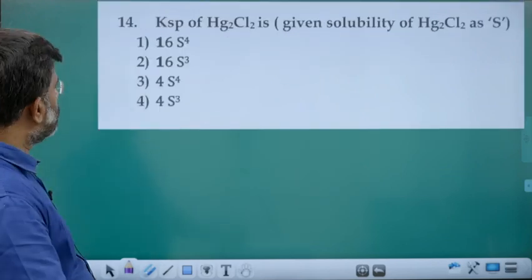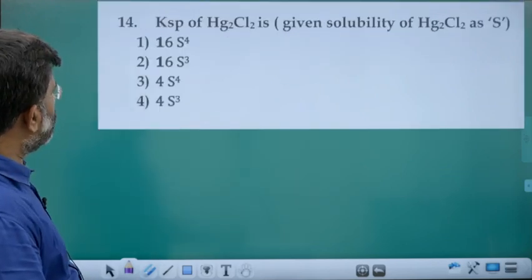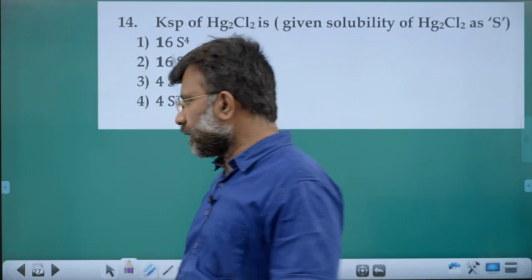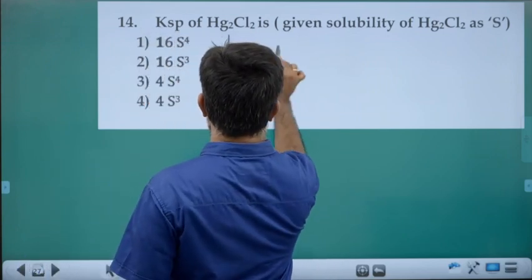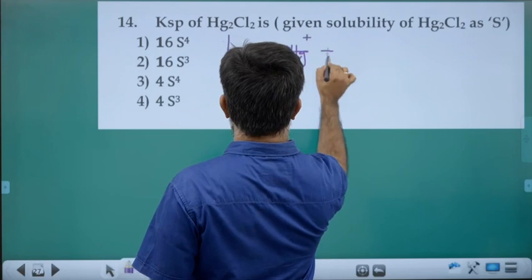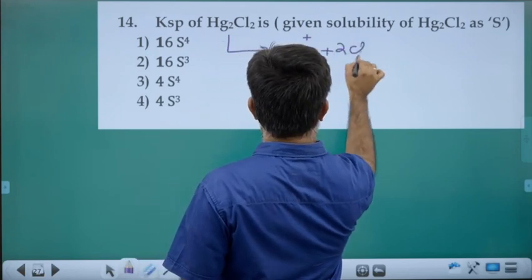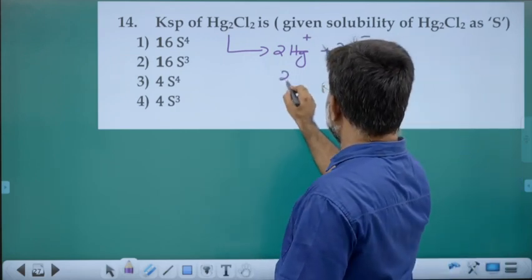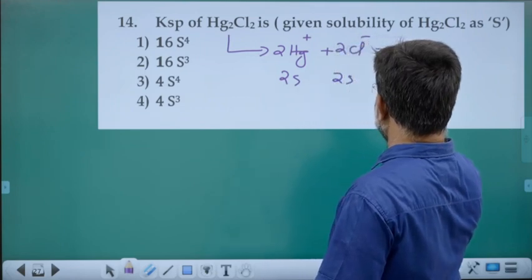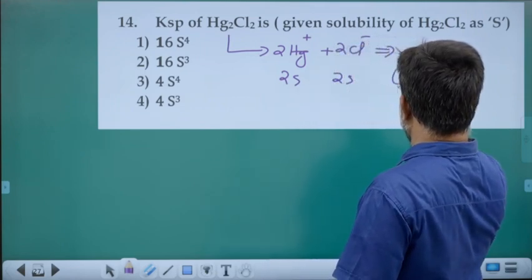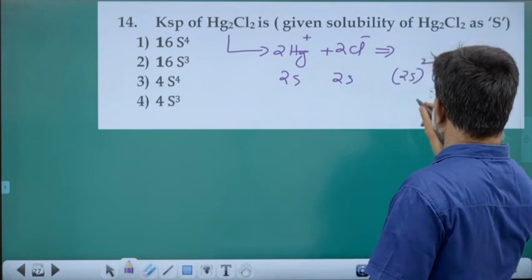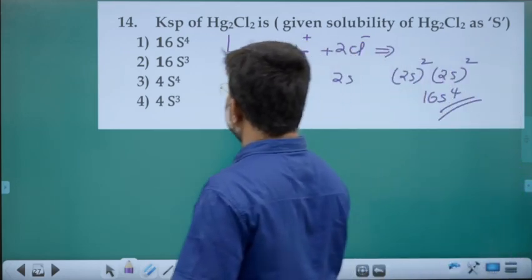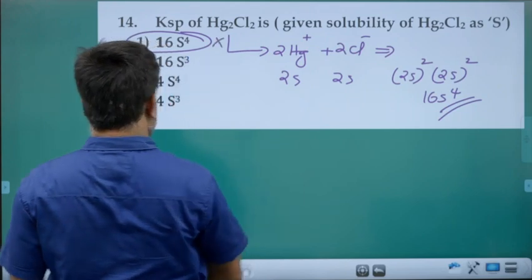Option 2. Next. KSP of Hg2Cl2. This is a question in which you need to be very careful. Mercurous chloride. You should not think it is giving 2Hg plus 2Cl minus. If you take it like this, it will go wrong, because you will be taking 2S, and KSP you will take as 2S the whole square, 2S the whole square, and you may get 16S raised to 4, which is the wrong answer.